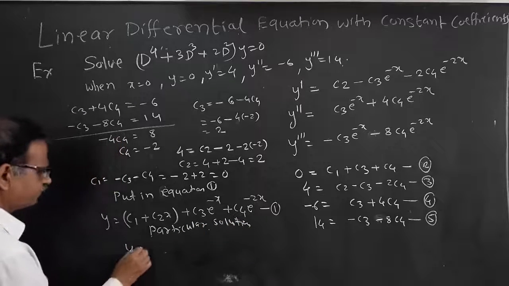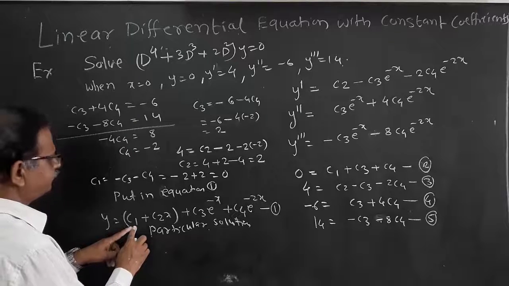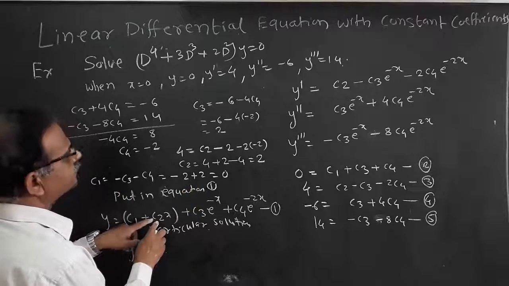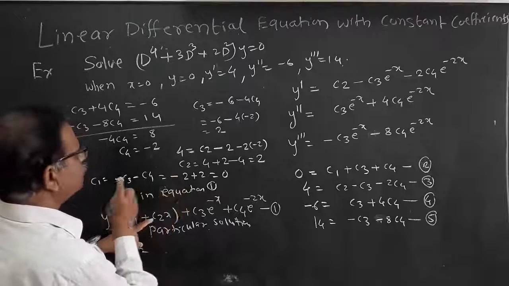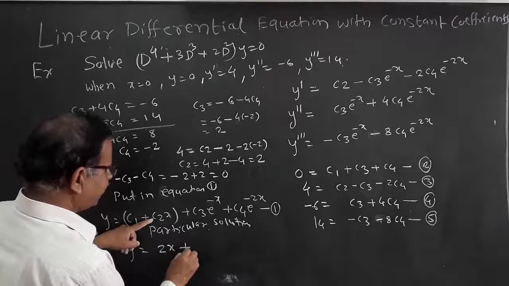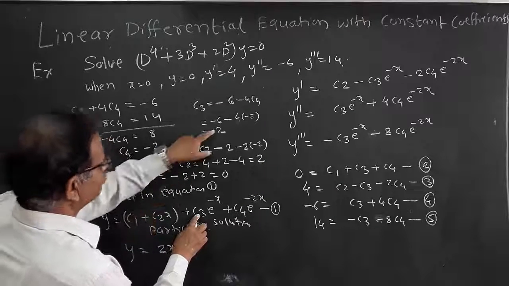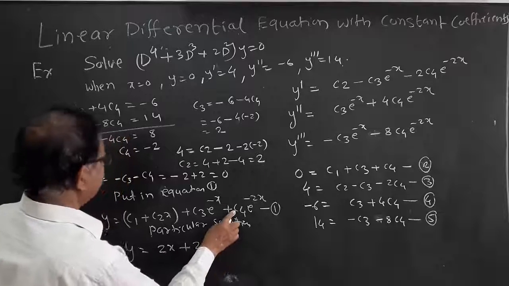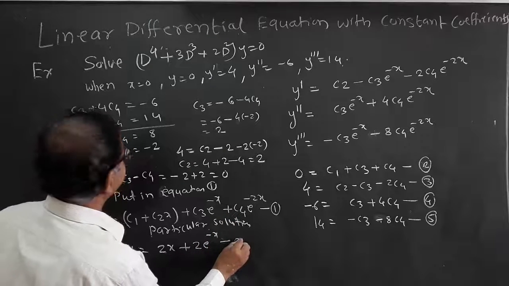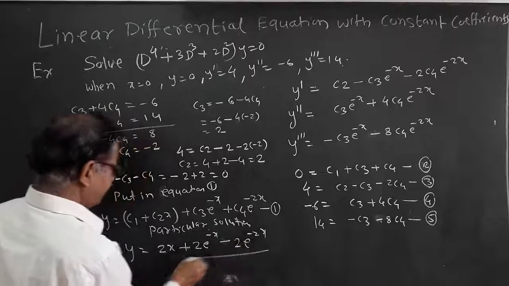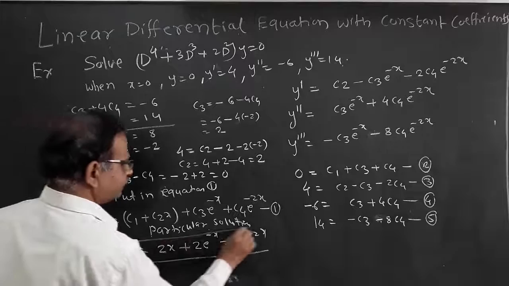y equal to, c1 is 0, c2 is 2, so 2x, plus c3 is 2, therefore 2 e raised to minus x, plus c4 is minus 2, so minus 2 e raised to minus 2x. This is the required answer.